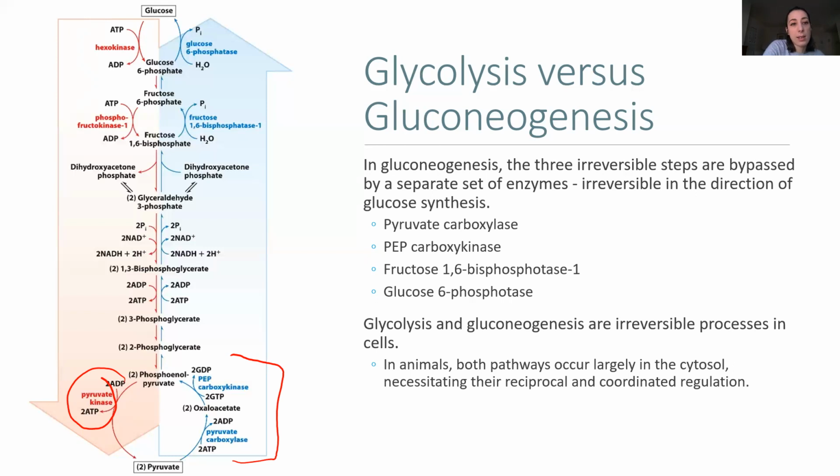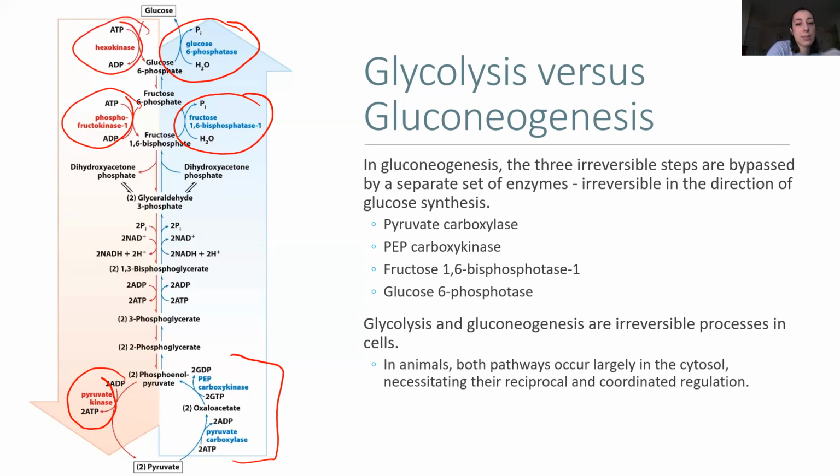Again, up here in gluconeogenesis, we're using fructose 1,6-bisphosphatase 1 instead of our very important enzyme from glycolysis, phosphofructokinase 1. And lastly, the first step in glycolysis, which is the last step in gluconeogenesis, is going to use the enzyme glucose 6-phosphatase instead of hexokinase.